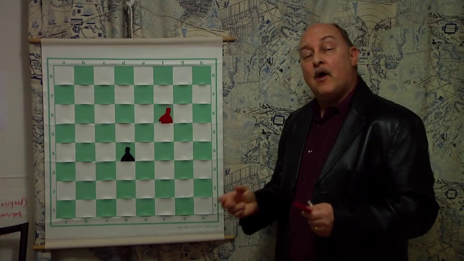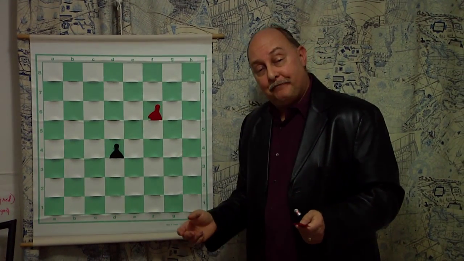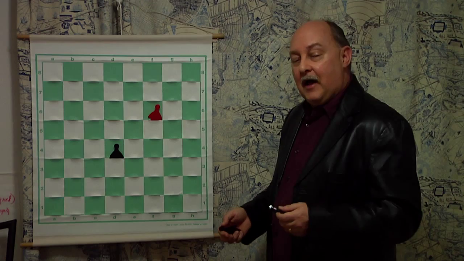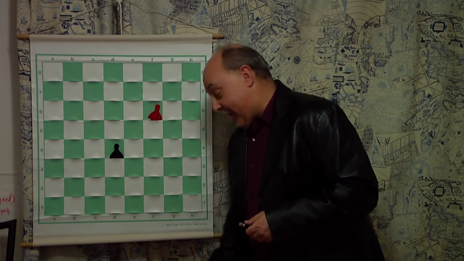All right, so pawns move one way and capture a different way. This makes them a little hard to understand, but over time, we'll get them down pat, no problem.